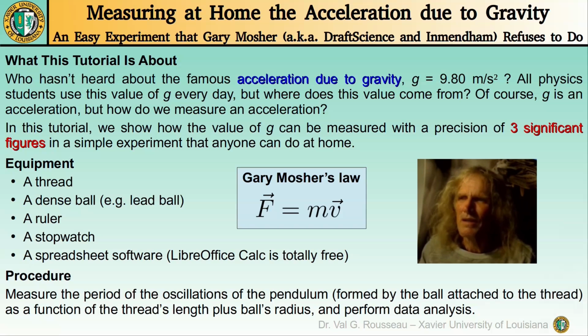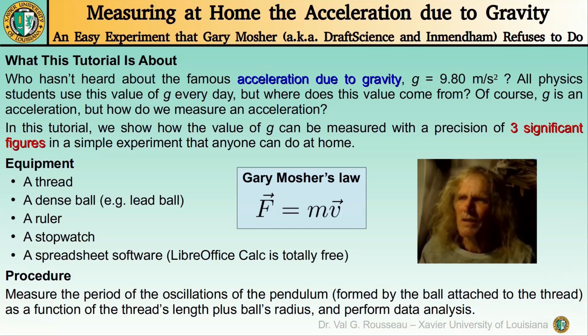Of course, everyone knows about the value of 9.80 meters per second squared, but where does it come from? It is an acceleration, so we could measure how a falling object accelerates. But this is not easy because acceleration is a change of velocity over time, and velocity itself is a change of position over time. So, what we propose in this tutorial is a very simple experiment that anyone can do at home, and which can easily give an estimate of g with 3 significant figures if done properly.